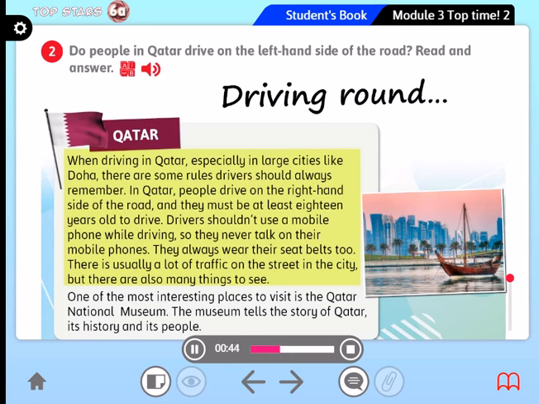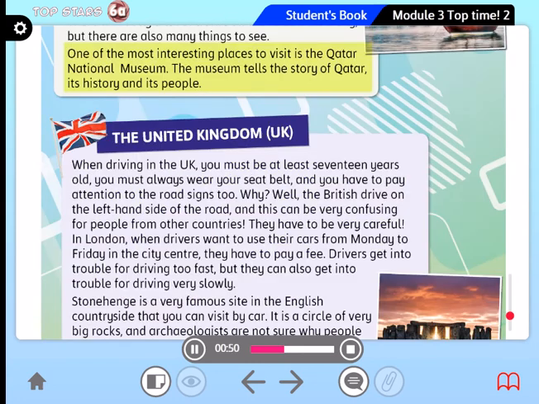There is usually a lot of traffic on the street in the city, but there are also many things to see. One of the most interesting places to visit is the Qatar National Museum. The museum tells the story of Qatar, its history, and its people. The United Kingdom, UK. When driving in the UK, you must be at least 17 years old. You must always wear your seatbelt, and you have to pay attention to the road signs too. Why? Well, the British drive on the left-hand side of the road, and this can be very confusing for people from other countries. They have to be very careful.